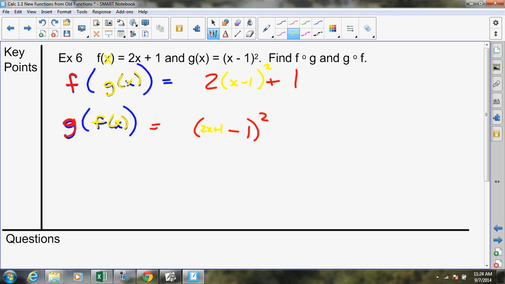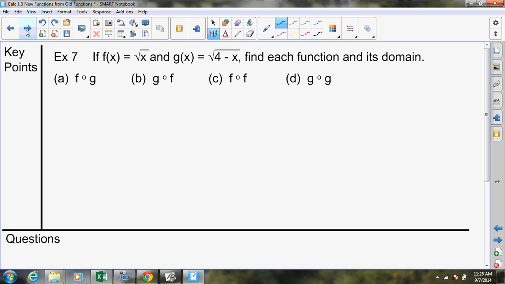Now this is one that simplifies pretty nicely. Plus 1 and minus 1 cancel, which gives us 2x quantity squared. We know that we would need to square them both, so we'd wind up with 4x squared. And we're done. We can do the function composition.